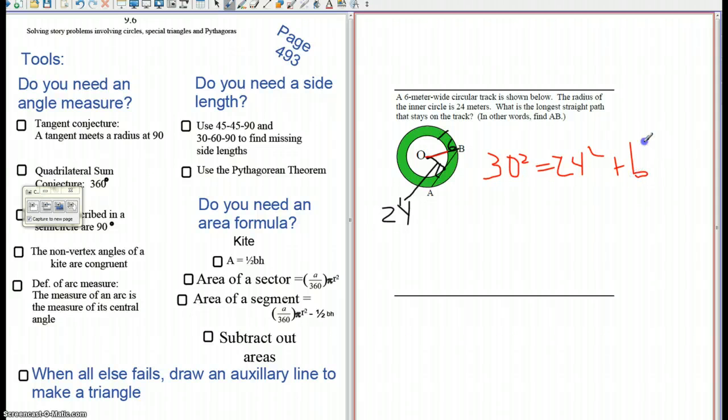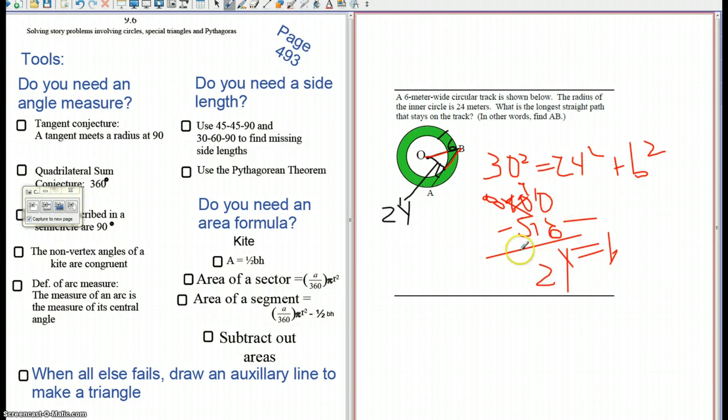B squared in this triangle is the length here. We solve that. This is 900. We all know that 24 squared is 576. That's a 6. And whatever we get here will equal b squared. Borrow. Make that an 8. This leaves me with 4. 9 minus 7 is 2. 8 minus 5 is 3. Square root of 324 is 18.